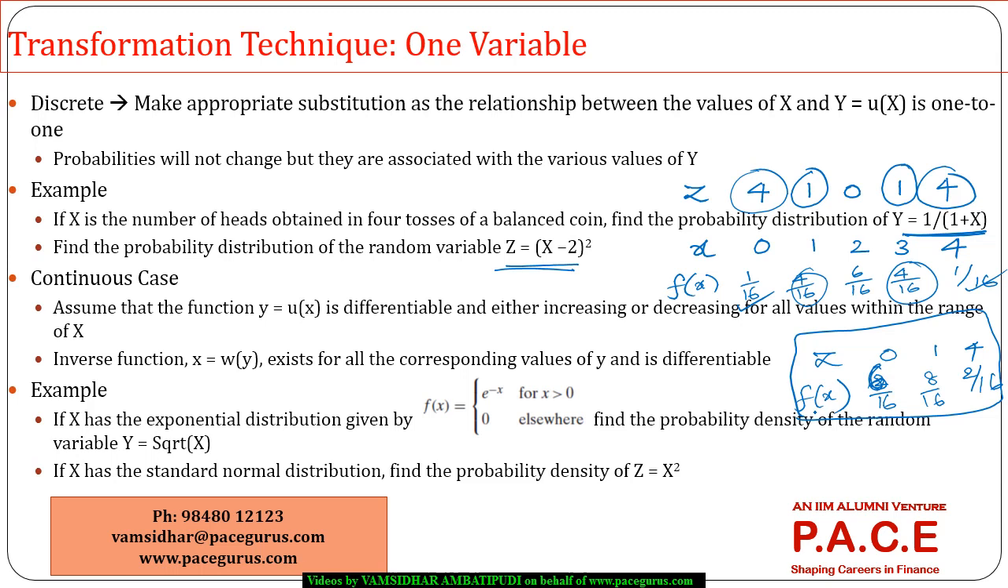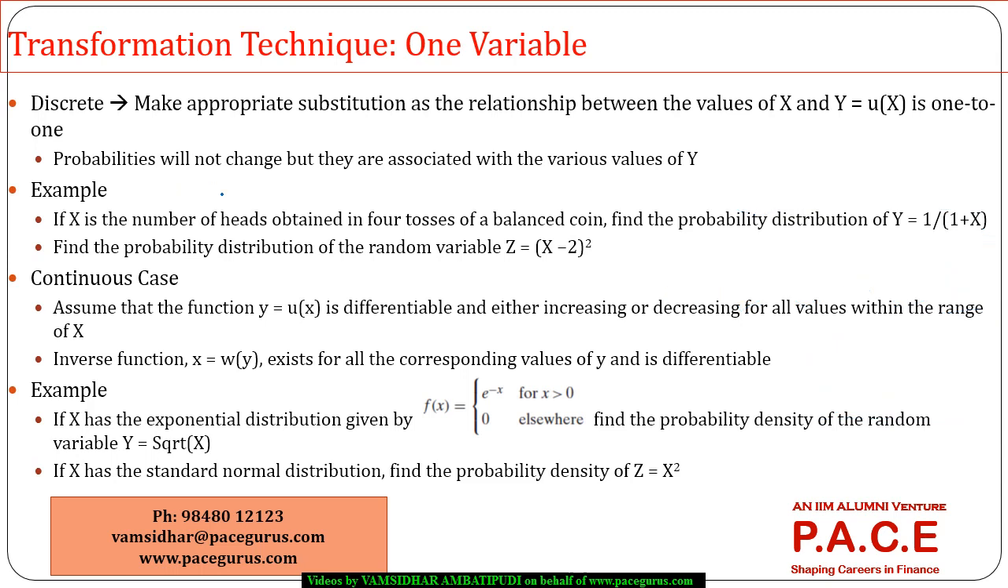But if each value of x is going to result in a completely different value of y, then it's a straightforward substitution. There is no other additional piece of work to do in that case. But in such kind of an example where two different values of x are leading to one single value of y, then we have to be slightly careful in terms of executing this particular function.